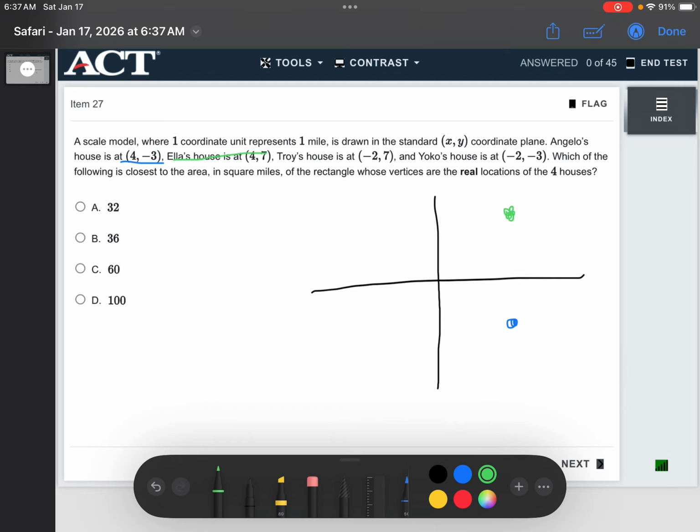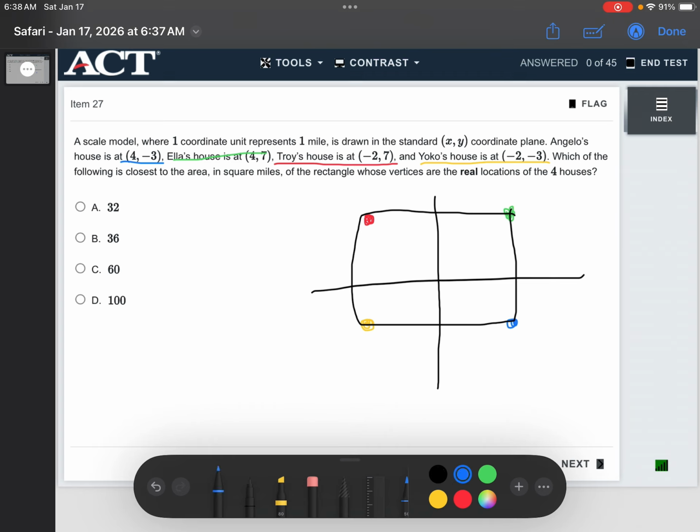And then let's go to Troy's house. Troy can be red, so he's at -2. So go to the left and then up 7, right? So it should be even with the green one. And then Yoko's house. Yoko can be this yellowish color, over -2 to the left, and then down 3. So it should be even with the blue, right? And then there would be all 4 houses in the XY coordinate plane, as they told us. And now we just have to calculate some distances between them.